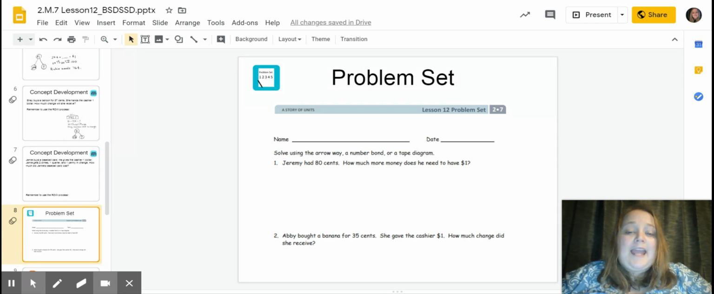Jeremy had 80 cents. How much more does he need to have $1? Oh my, I bet you can use mental math for that. I bet you can. Now, number 2, you may need to show your work for number 2. Abby bought a banana for 35 cents. She gave the cashier $1. How much change did she receive? Use your Read, Draw, Write process for that. You can do it.